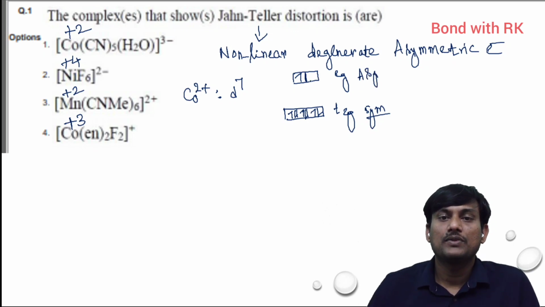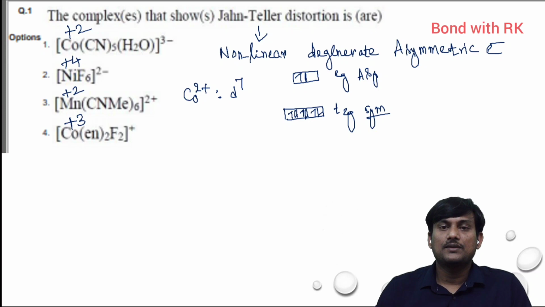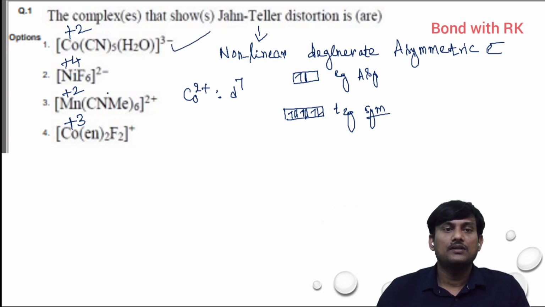Here you have two degenerate states. One has 1 electron and another one has 0 electrons. So it's an asymmetric electronic configuration. Here cobalt 2+, that is the d7 electronic configuration with a strong field ligand, has an asymmetric electronic configuration, so it can exhibit Jahn-Teller distortion.